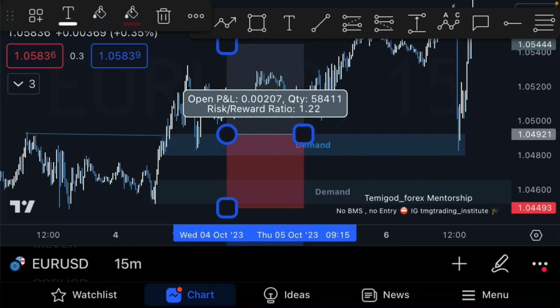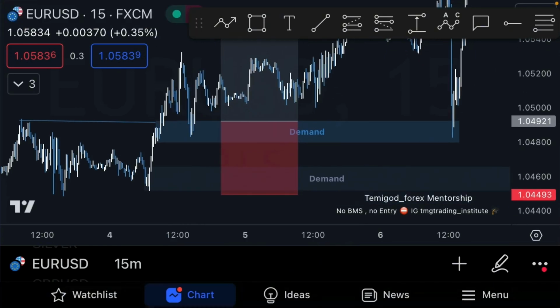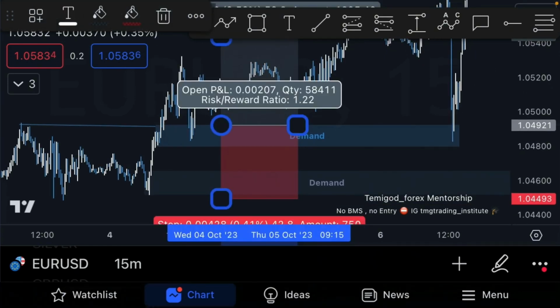So you want to look for a way to reduce these things, so in case it doesn't go in your direction, you lose a little, and once you get a nice trade, you can easily recover from the loss you've gotten yourself into.